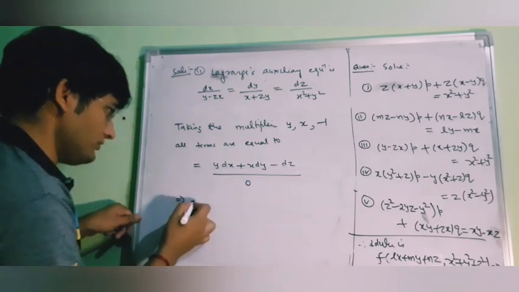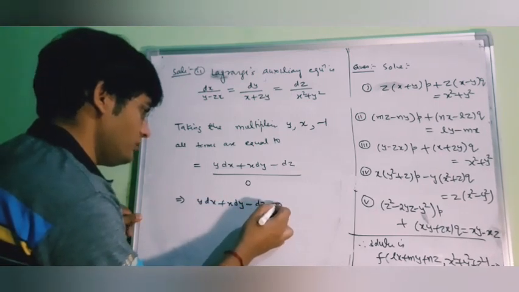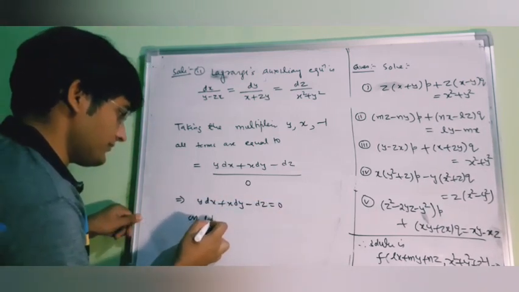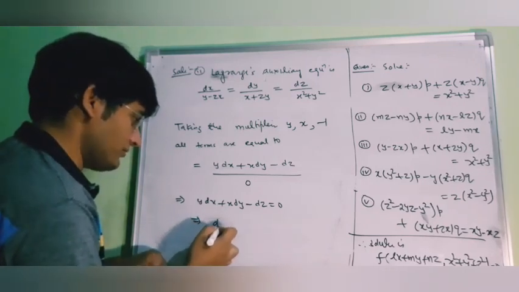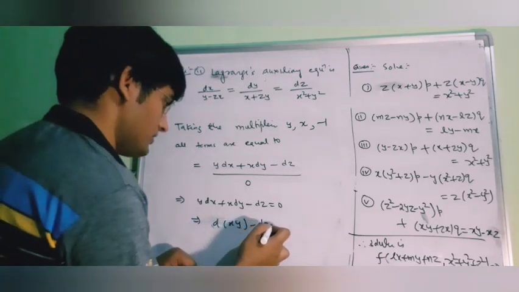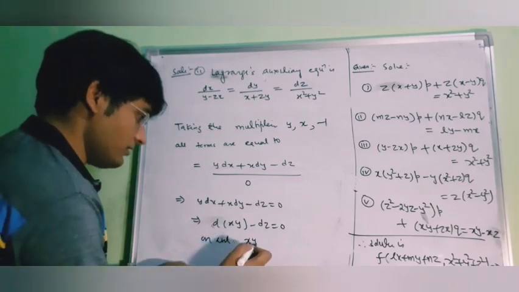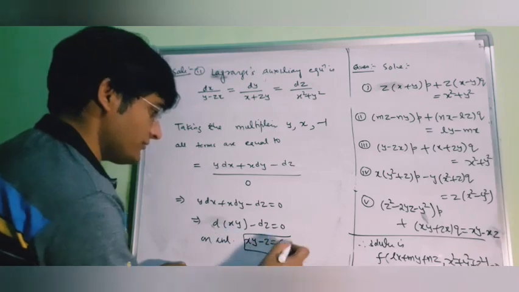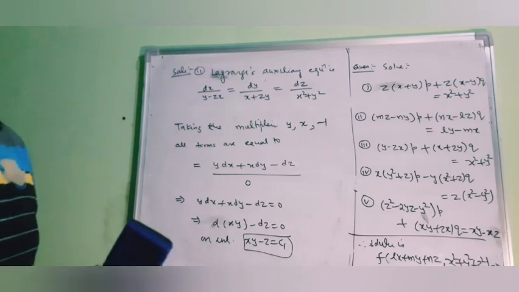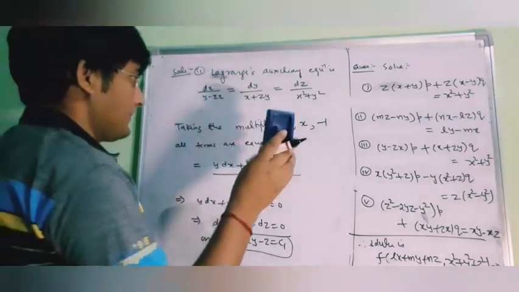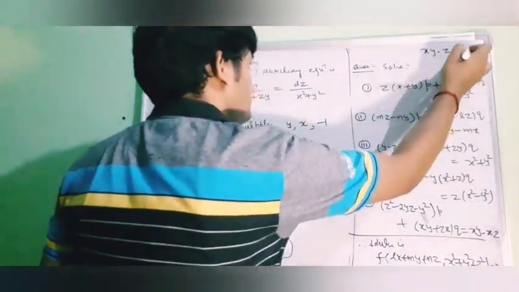So on cross multiplication we will get y dx plus x dy minus dz equal to 0. So on integration, before integration we can combine these two terms. So we will write it as d of xy minus dz equal to 0. So on integration we will get xy minus z equal to some constant c1. So this is your first solution. Okay, so this is your xy minus z equal to c1.